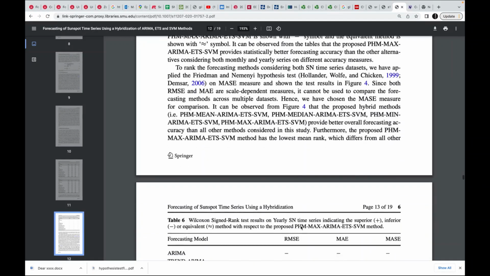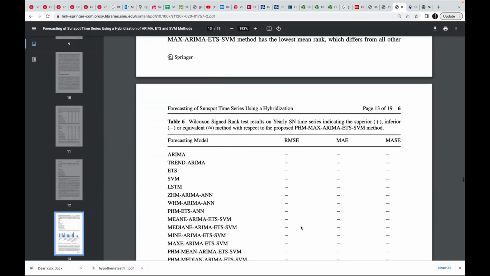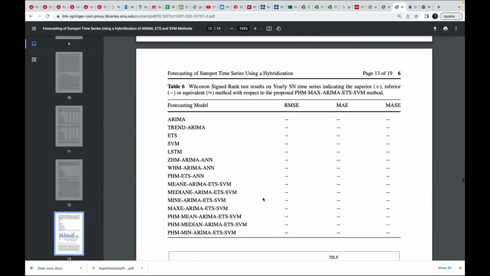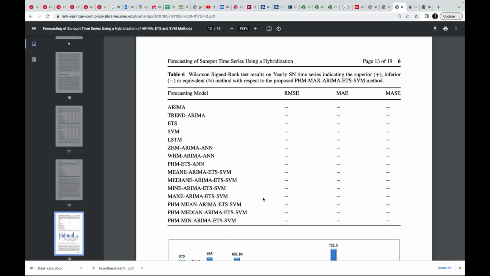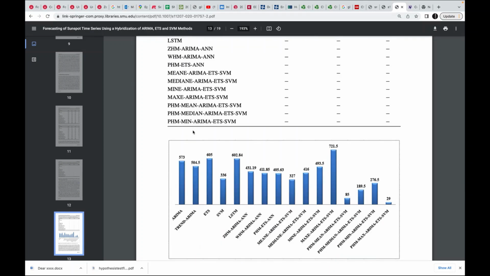And that's just an example of some of the research that's still being done on the sunspot data. It can be used to evaluate new methods like this, or just trying to get a better forecast of sunspot data, or both. And so we'll leave it off there.